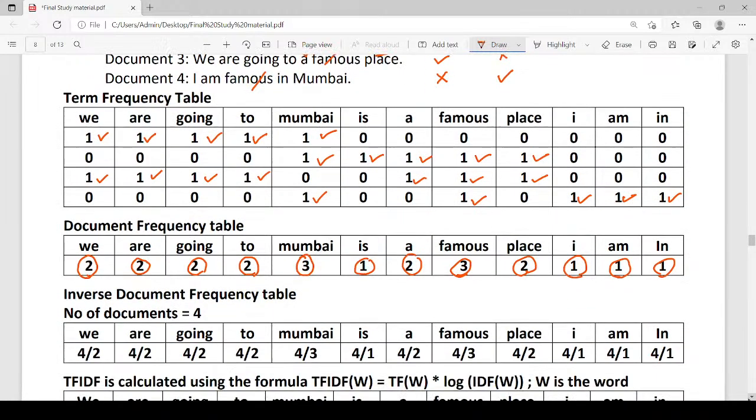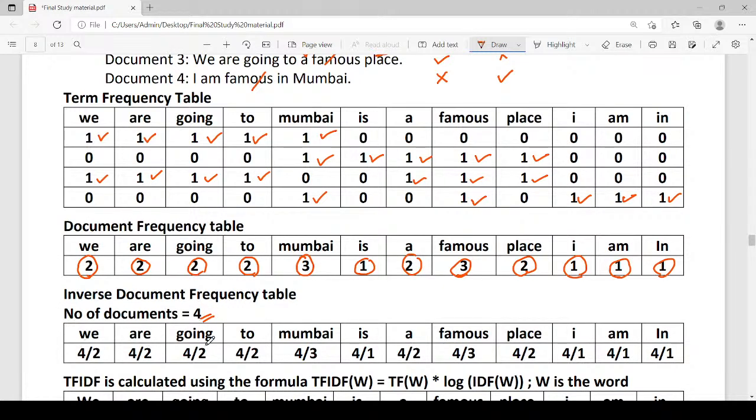In inverse document frequency table, we are taking the number of documents in the numerator. Now how many documents we had? We had 4 documents. First document, we are going to Mumbai. Second document, Mumbai is a famous place. Third one, we are going to a famous place. And the last one, I am famous in Mumbai. So total number of documents here is 4.